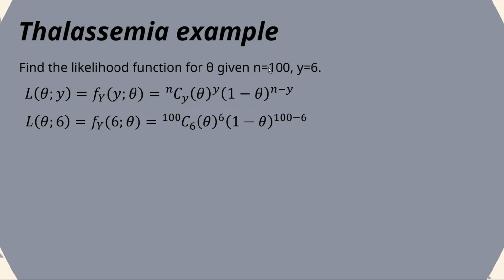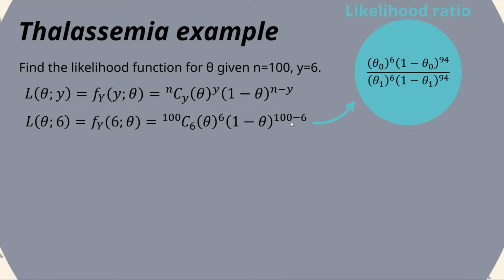So if you had 100 observations, and there were 6 people with thalassemia and 94 people without thalassemia, look at what happens. You're multiplying 6 lots of the population parameter to 94 lots of 1 minus that population parameter. So here's that product, and that's our likelihood. This combination function is just a feature of the binomial distribution because it doesn't matter what order our 6 thalassemians line up in.